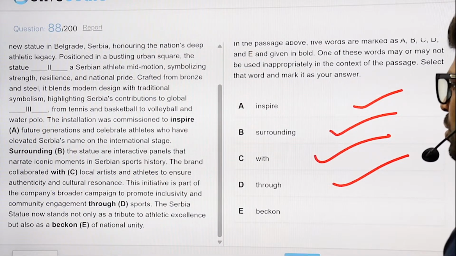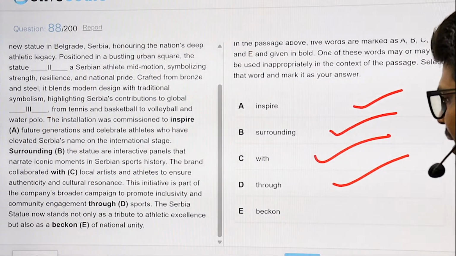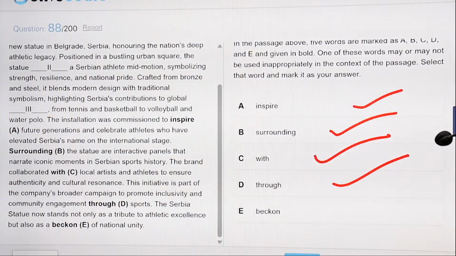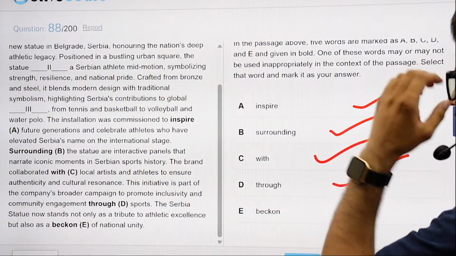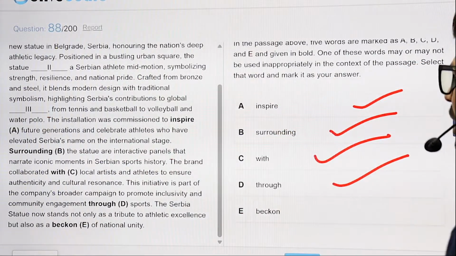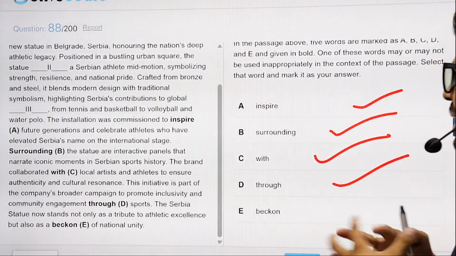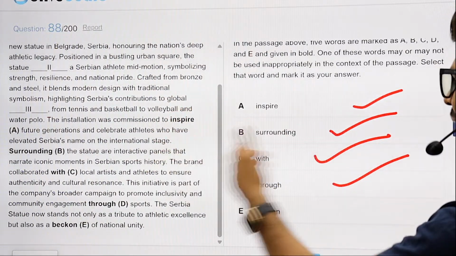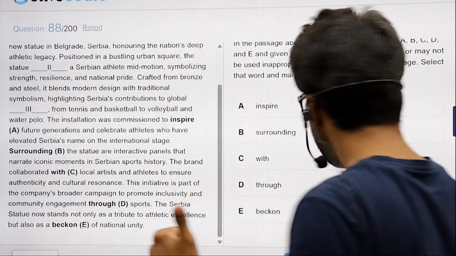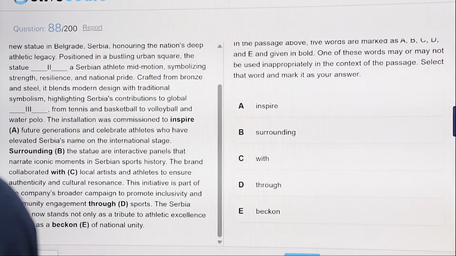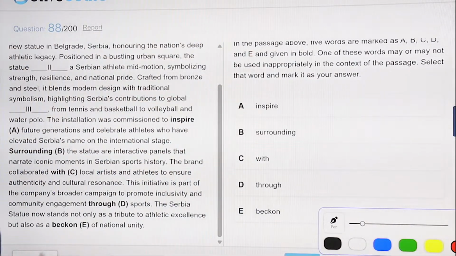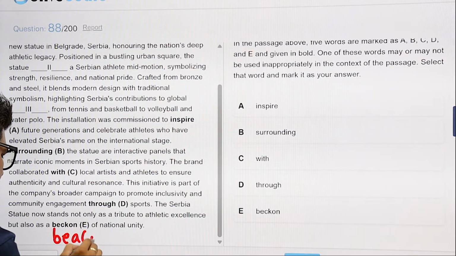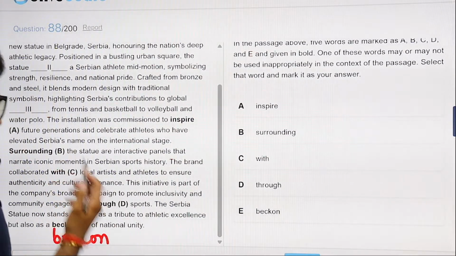The Serbia statue now stands not only as a tribute to athletic excellence, but also as a beacon. Hey, come here. Beacon is to call someone of national unity. And we have a statue that is a tribute to athletic excellence and hey, come here. Beacon of national unity. Somebody commented, a symbol of national unity makes sense. A symbol makes sense. May I put a homonym such? Or homophone? Remember this beacon of light, of guidance, of national unity.